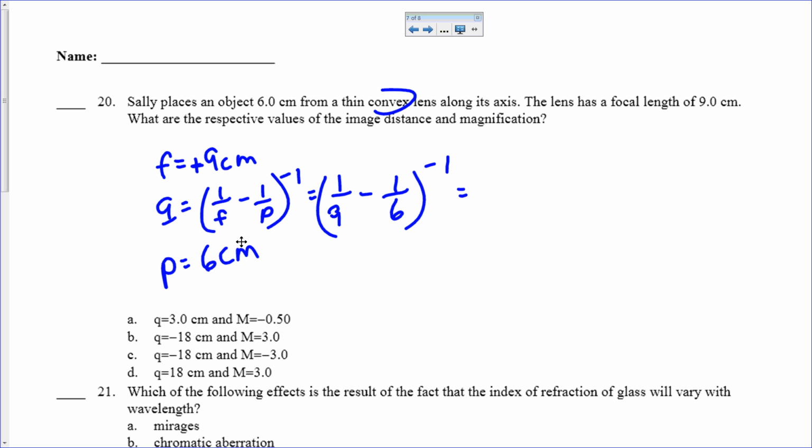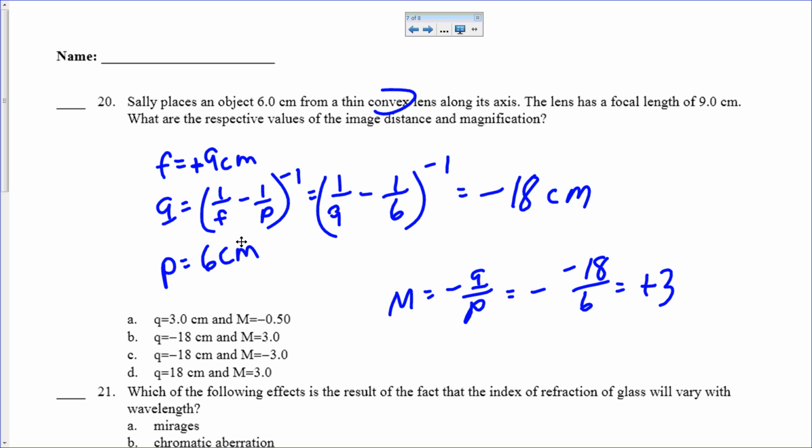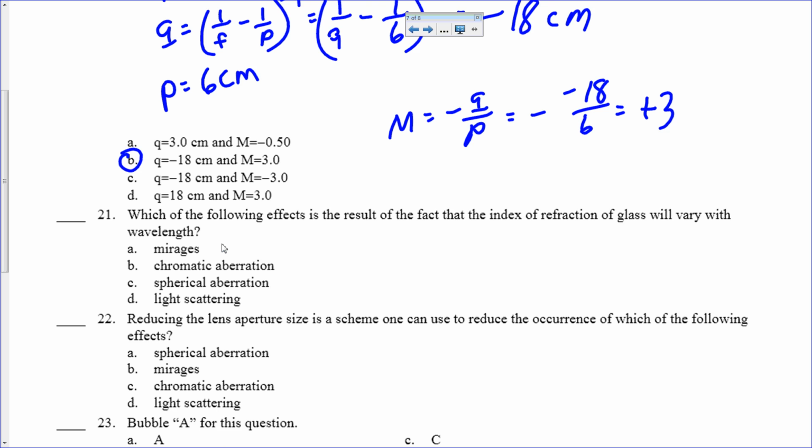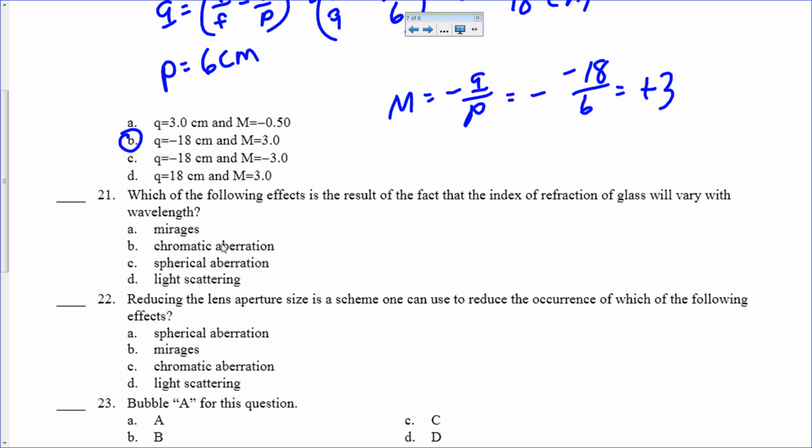Get negative 18. And then my magnification is negative Q over P. So Q is negative 18 and magnification is positive 3. That's B. Which of the following effects is the result of the index of refraction varying with wavelength? That is chromatic aberration out of these.